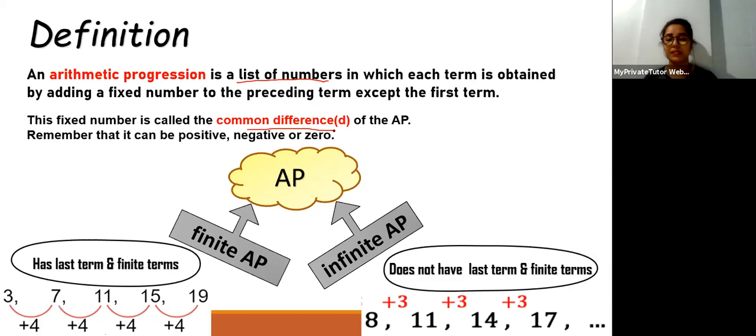Infinite AP, let's see an example. So it's 8, 11, 14, 17. If you add 3 to it, you get 20. Then you add 3 to it, you get 23. So this list will go on as long as you do it. It doesn't have any end, it does not have any last term. So this is the difference between a finite AP and an infinite AP. I hope you're clear with this part, what is finite AP and what is infinite AP.